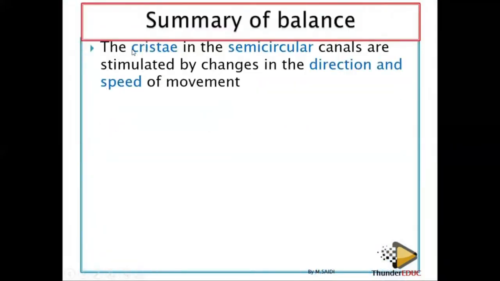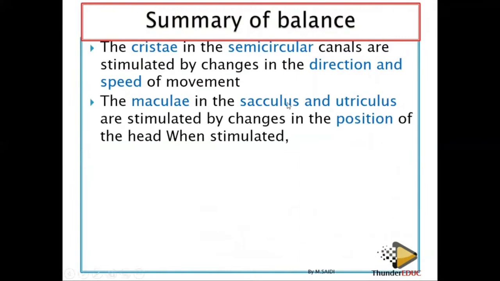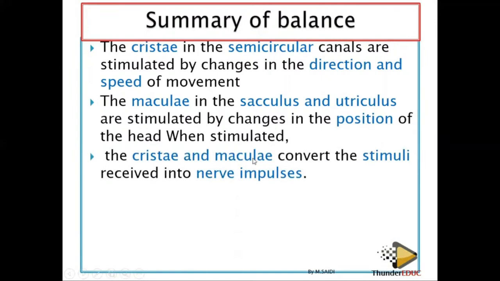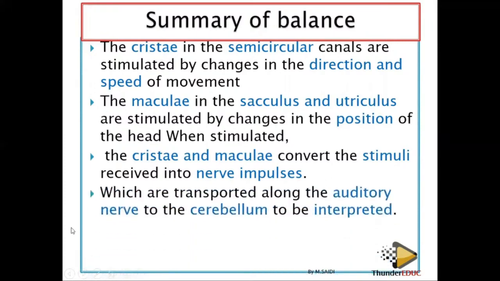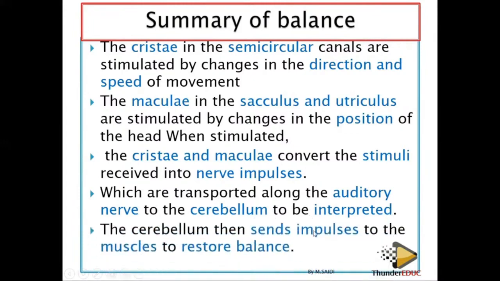So, summary of balance, that is what I've been trying to explain. The cristae in the semicircular canals are stimulated by change in the speed and direction of movement. The maculae in the sacculus and utriculus are stimulated by change in the position of the head. When stimulated, the cristae and the maculae convert the stimuli received into nerve impulses, which are transported along the auditory nerve to the cerebellum for interpretation. The cerebellum then sends impulses to muscles to restore balance. That's it. Then you get your marks.